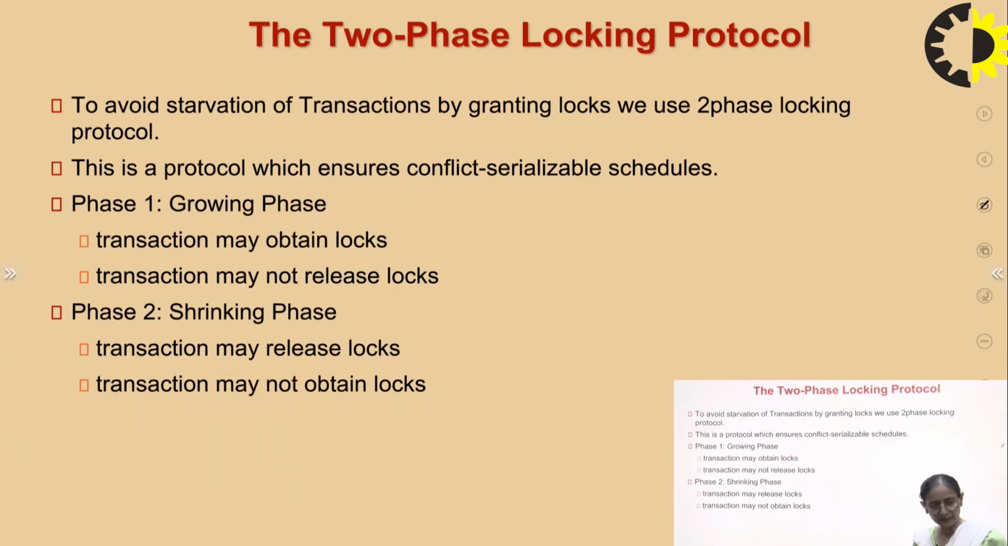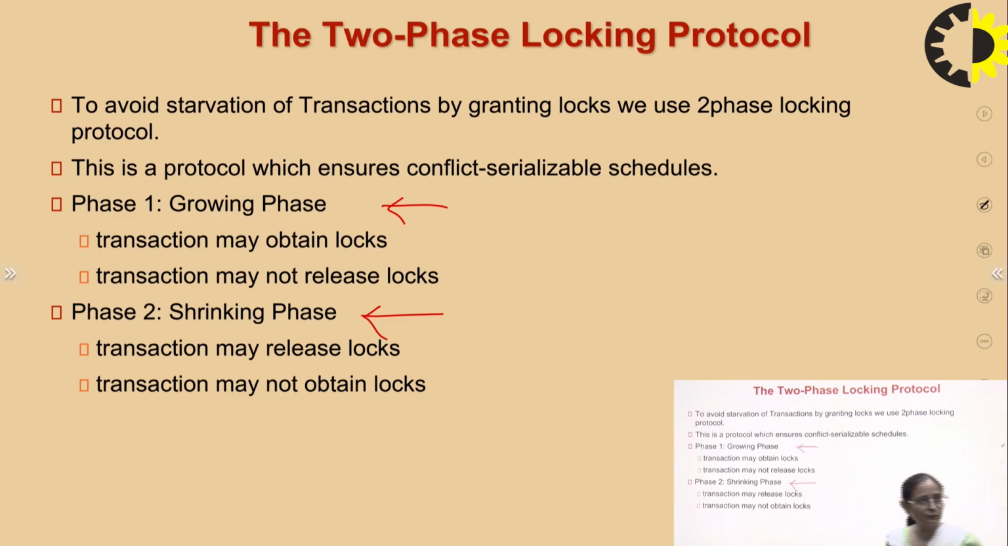So how will we guarantee serializability? We will use this locking mechanism in a certain way, in a certain order. The very first algorithm is the two-phase locking protocol. To avoid the starvation of transactions while granting the locks, we use the two-phase locking protocol. Here I have two phases: one is the growing phase and the other is the shrinking phase.